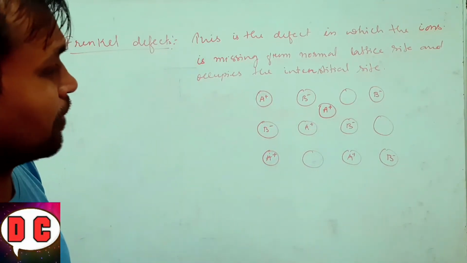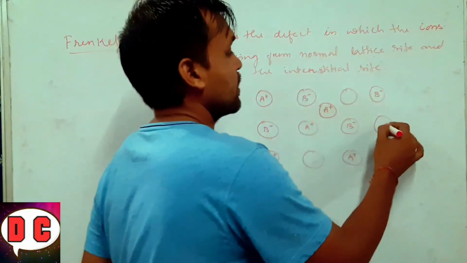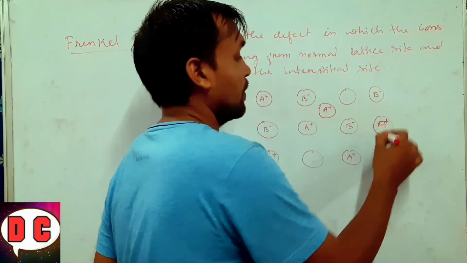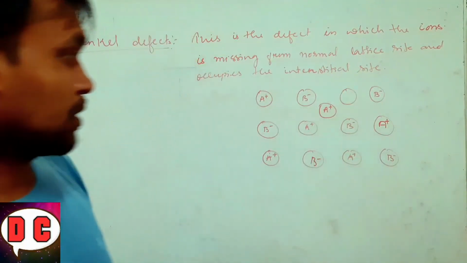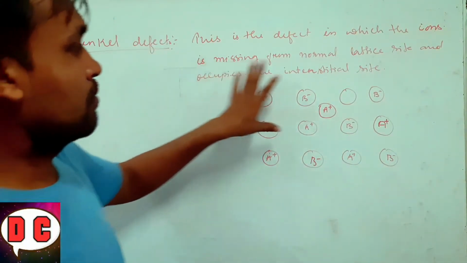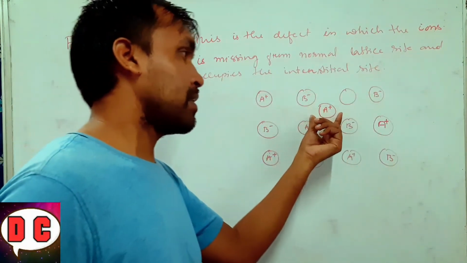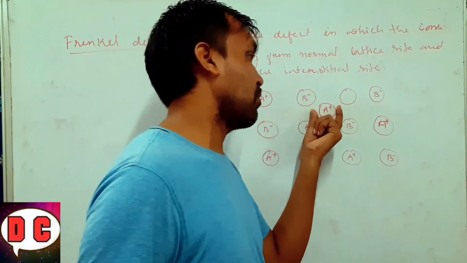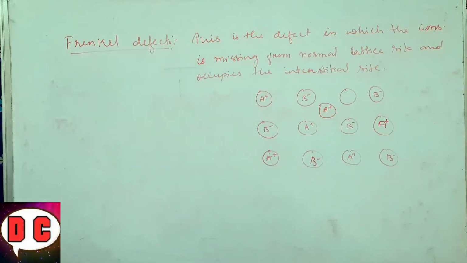So this kind of defect we call Frenkel defect, in which the ions are missing from their normal position and, after coming out from there, occupy the interstitial positions. Okay, got it? So what are the conditions for Frenkel defect?